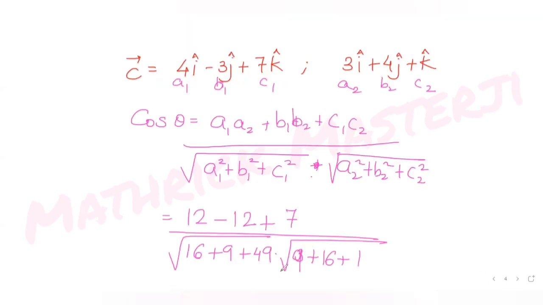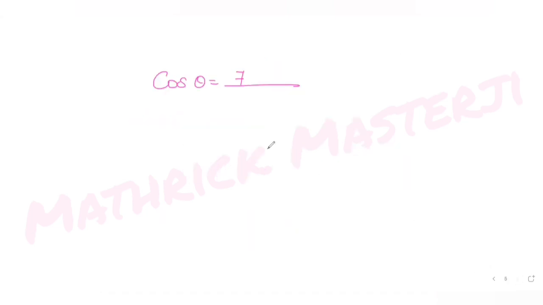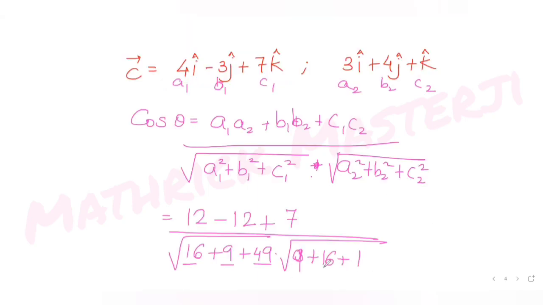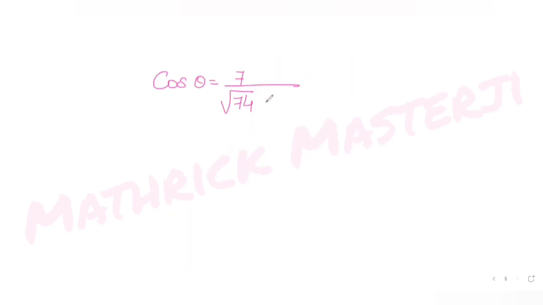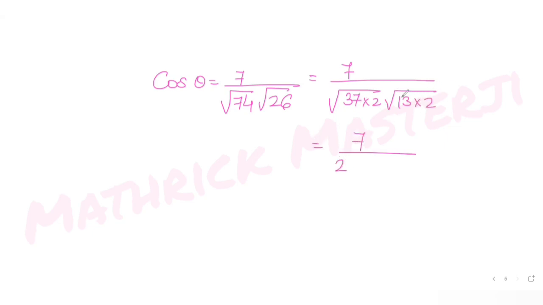Now further, if I solve this, I get cos theta equals 7 divided by square root of 49 plus 9, which is 58, plus 16, which is square root of 74. And this becomes 16 plus 9, 25, 25 plus 1, 26. So if I further try to simplify this, I get root of 37 into 2, and 26 is 13 into 2. Square root of 2 into square root of 2 becomes 2, so 7 over 2 square root of 37 into 13.